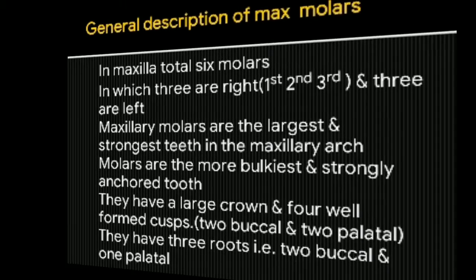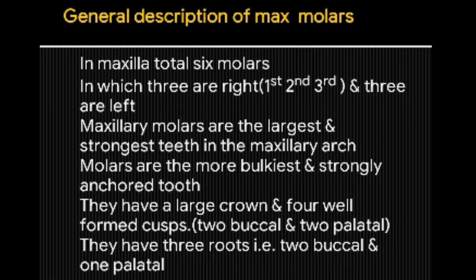Permanent maxillary first molar. In the maxilla, there are a total of 6 molars, of which 3 are right and 3 are left. Maxillary molars are the largest and strongest teeth in the maxillary arch. Molars are the bulkiest and most strongly anchored teeth.